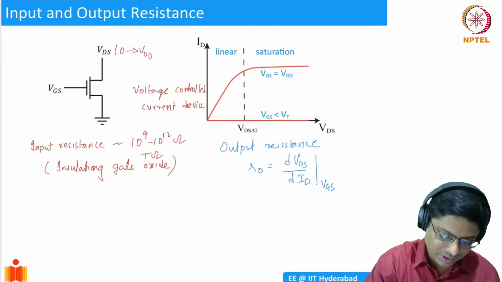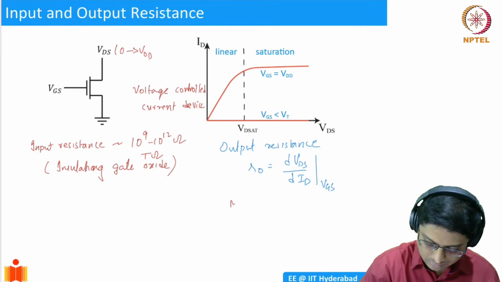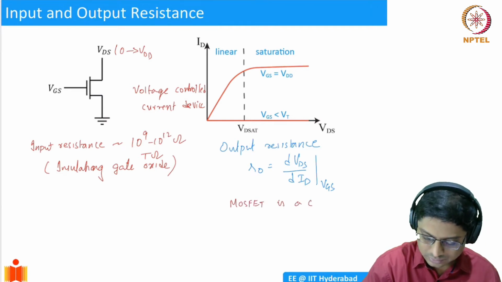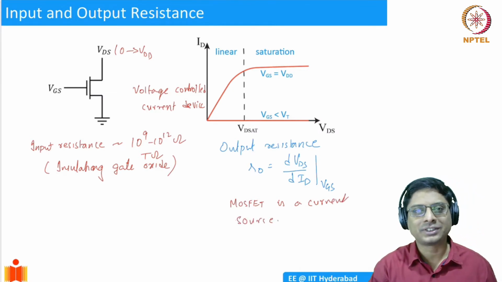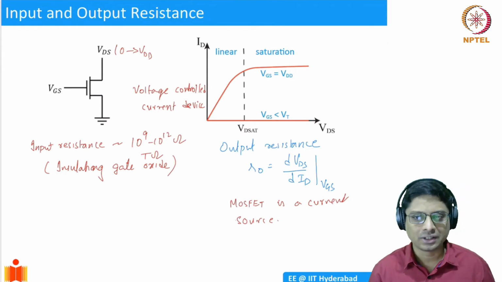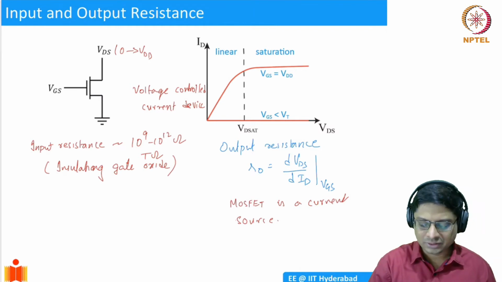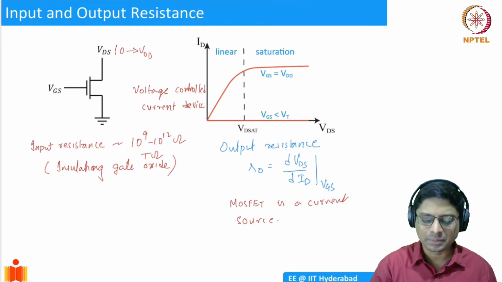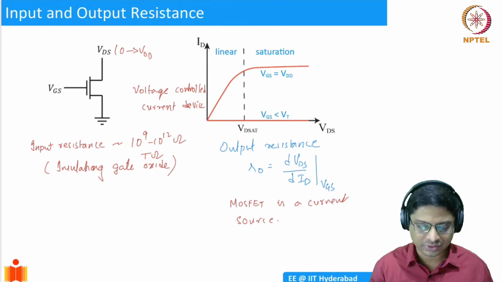Okay. The MOSFET is a current source. What is the characteristic of a current source? Irrespective of your load, it should supply the same amount of current, and it does that when its output resistance is large. Okay. So you could also see that there is a very small change in the drain current compared to a large change in the VDS. That's why it has a larger output resistance.